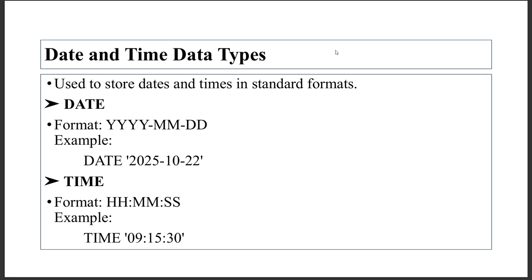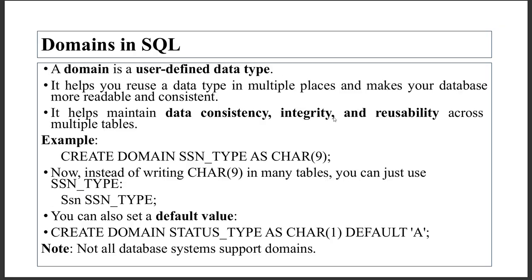Date and time data types. Date is used to store the date. This is the format: first year, then month, and then date. So 2025 10 22, this is the example. Now time: hour, minute, second. So this is how we will be storing the time and the date.